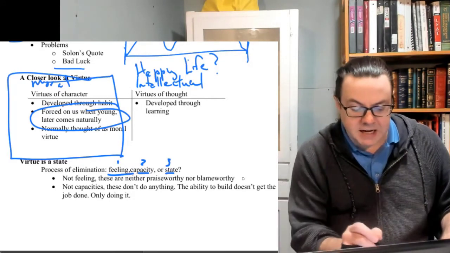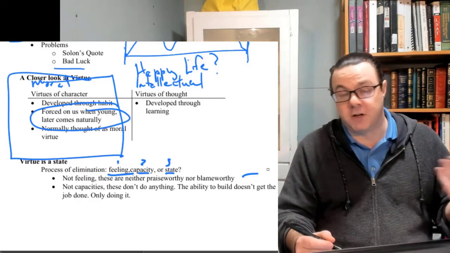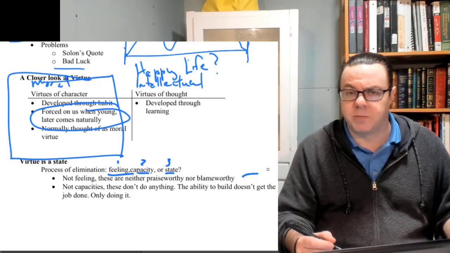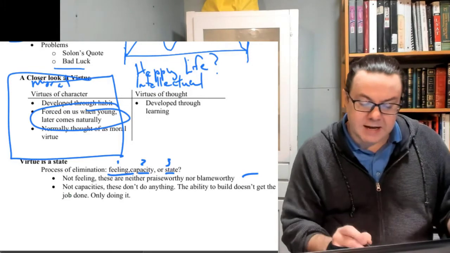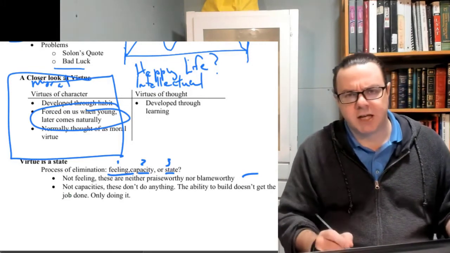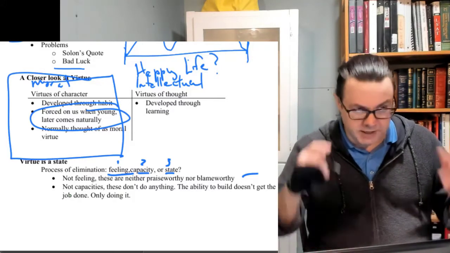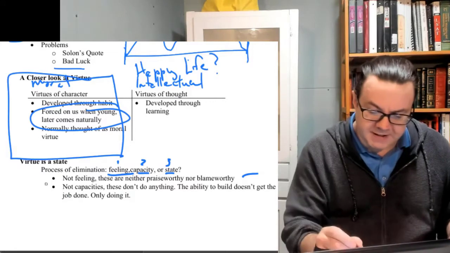He says it's not a feeling. You have the feelings that you have, and it's not praiseworthy or blameworthy to have this feeling or that feeling. And so it's not that. Which is interesting, because something Aristotle says later is going to seem like it's in conflict with that. It's a little bit difficult to work out. But in any case, he rules out feeling, right?